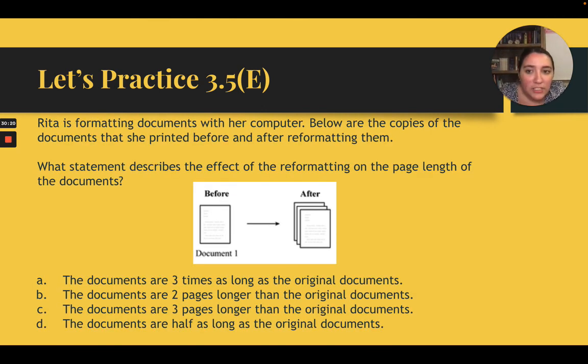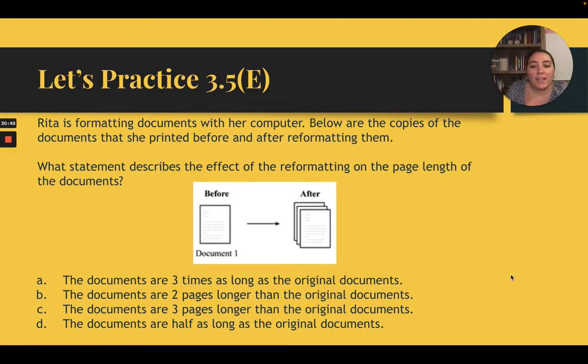Alrighty. So Rita is formatting documents with her computer. Below are the copies of the documents that she printed before and after reformatting them. What statement describes the effects of the reformatting on the page length of the documents? Before, 1 page, to after, 3. So I want you to go ahead and pause the video. Do the second read on your own as well as the third read, and then go ahead and solve.